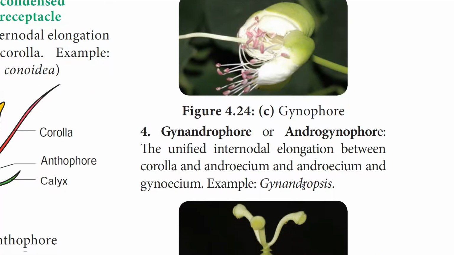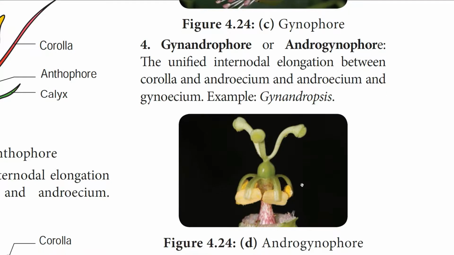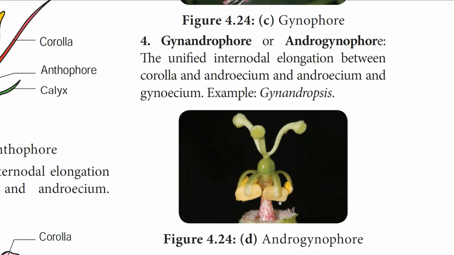The next one is called Gynandrophore, otherwise called as Androgynophore, when there is a unified internodal elongation between the corolla and androecium. So here is the androecium, corolla and androecium, there is extension, as well as androecium and gynecium. So this is the gynecium and androecium, there is extension, so it is called Gynandrophore or Androgynophore. It is present in Gynandropsis.